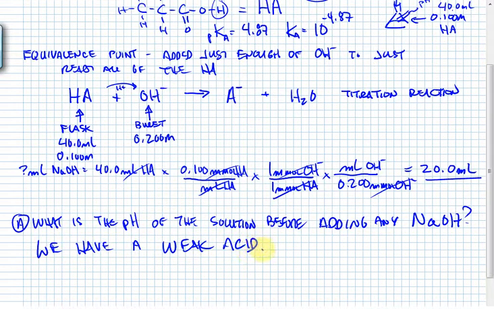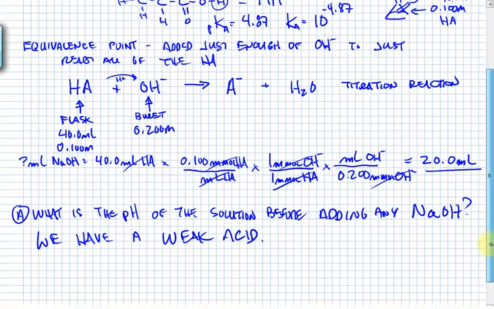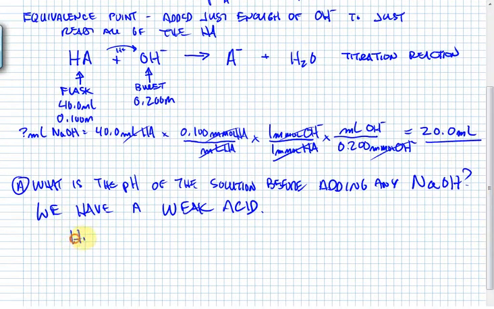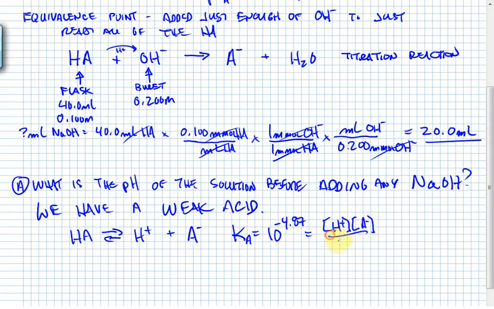We've been doing lots of those, one more time. HA is our weak acid. HA is going to ionize and come to equilibrium, forming some H plus and A minus. We know that the Ka for this reaction is 10 raised to the minus 4.87, which is equal to the concentration of H plus, concentration of A minus, over HA.